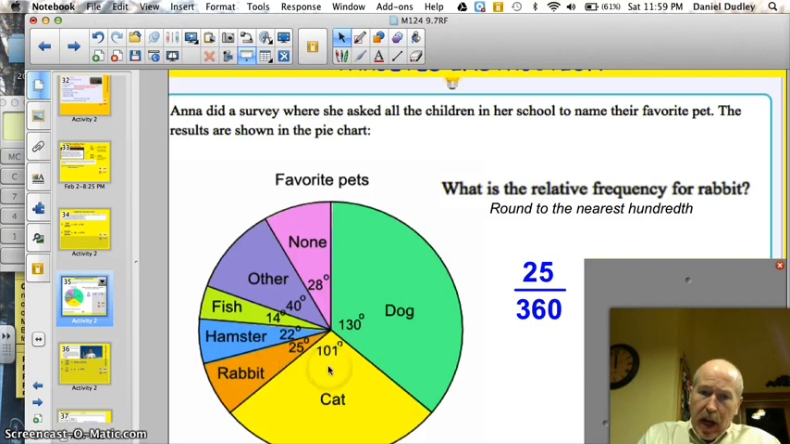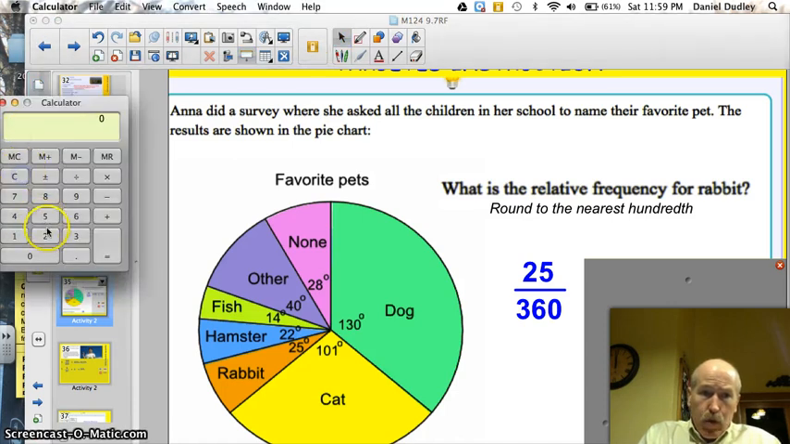Well, if you add all these up together, you'd have 360. So I put 360. And if you look at rabbit, it's 25. So I've got 25 over 360, which really means 25 divided by 360. If I do that, I get 0.833. That didn't come out right. Let me try that one. 25 divided by 360. I get 0.069.